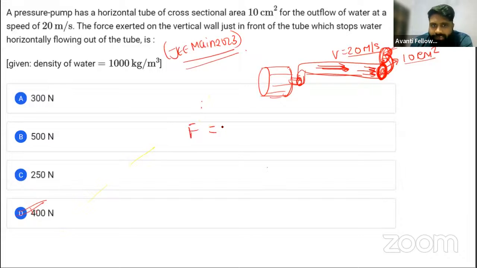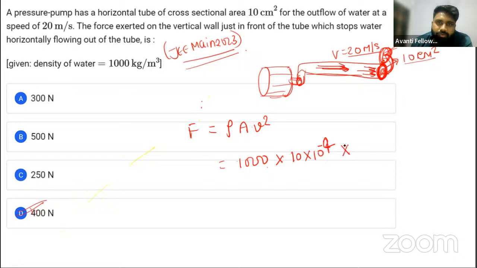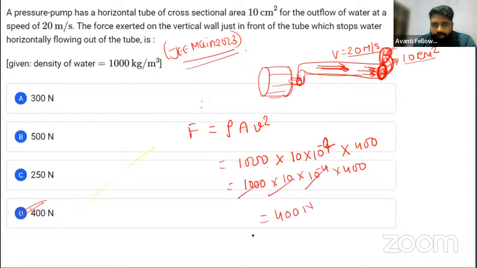So the force exerted here is rho A V square. Rho is 1000 for water. A is nothing but the area of cross section. Convert it into meter, so it will become 10 into 10 raised to the power minus 4, multiplied by velocity square. So 20 square will become 400. So it will become 1000 into 10 into 10 raised to the power minus 4 into 400. This will cancel out this, so it will become 400 Newton.